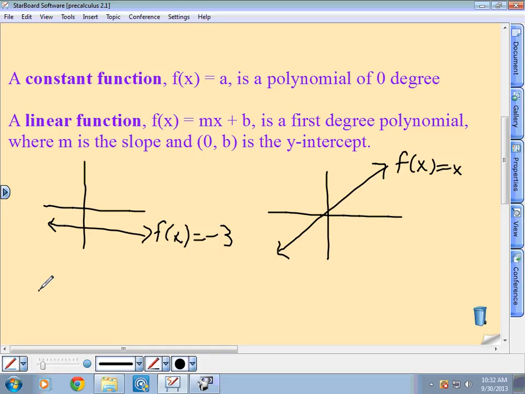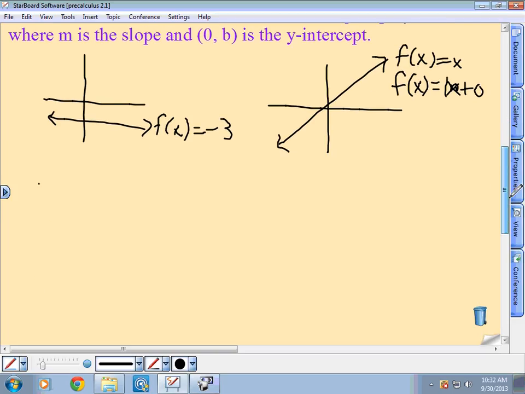So linear functions, any graph of a line, any function of a line is going to be a 1st degree polynomial. And we also know that when we put it in slope-intercept form, we have f of x equals mx plus b. And this identity function can be written the same way. This is just saying f of x equals mx plus b, where the m is 1 and the b is 0. Okay? So any linear function, mx plus b, is a 1st degree polynomial, and m is always the slope, and the point (0, b) is your y-intercept. That's not too bad.